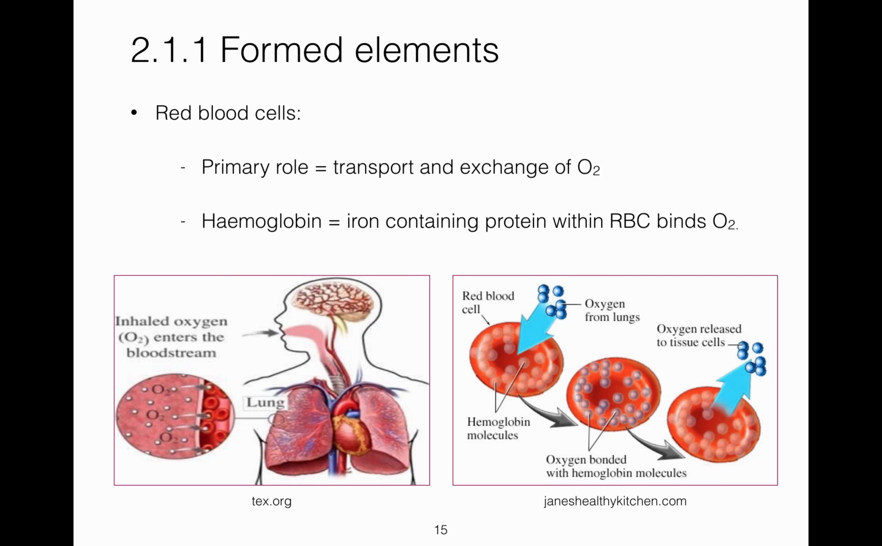The primary role of red blood cells is the transport of oxygen to make it available to cells around the body. Hemoglobin, an iron-containing protein within red blood cells, is the site at which oxygen binds.